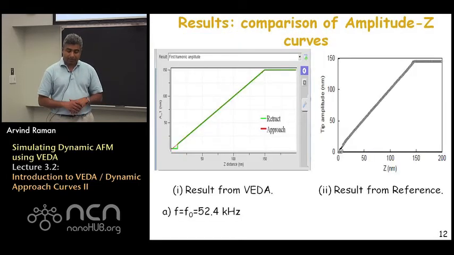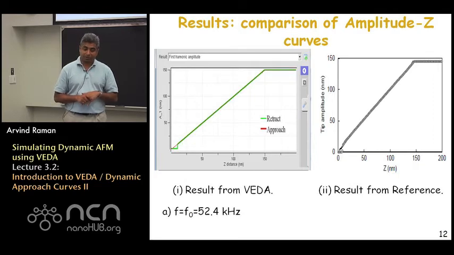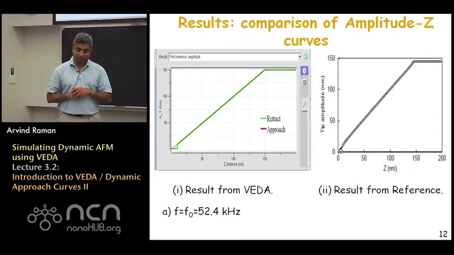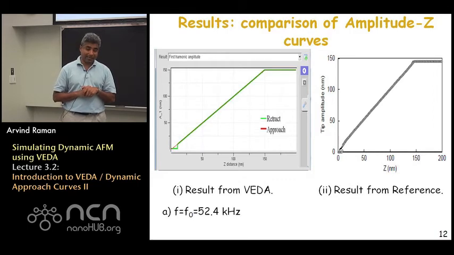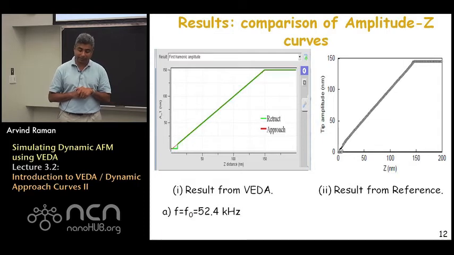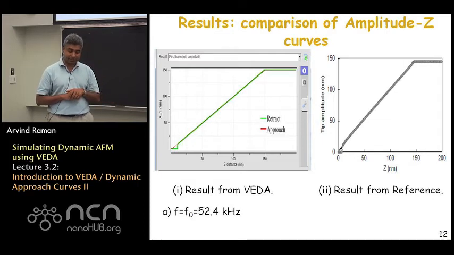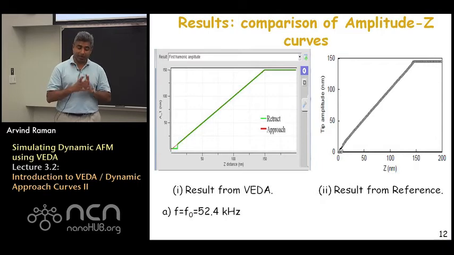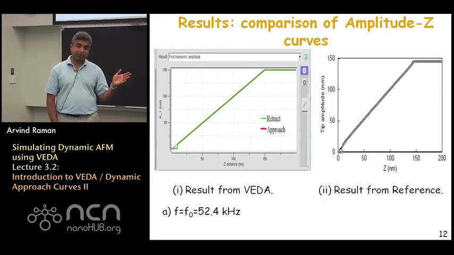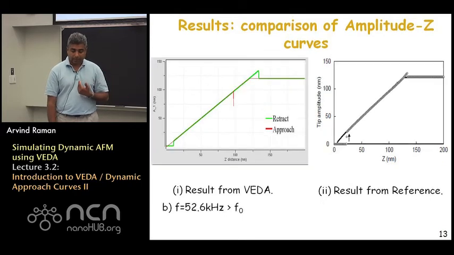What we see on the next slide is an approach-retraction curve where the amplitude is plotted as a function of Z distance when the drive frequency equals 52.4 kilohertz. What one finds in this case is that the amplitude continuously decreases, and there are no jumps in amplitude that are observed. If you look at the phase, you will see that it tends to be in the attractive regime for the most part. And on the right is the experimental result, which shows a very similar behavior: there are no jumps in the amplitude as you approach the sample.